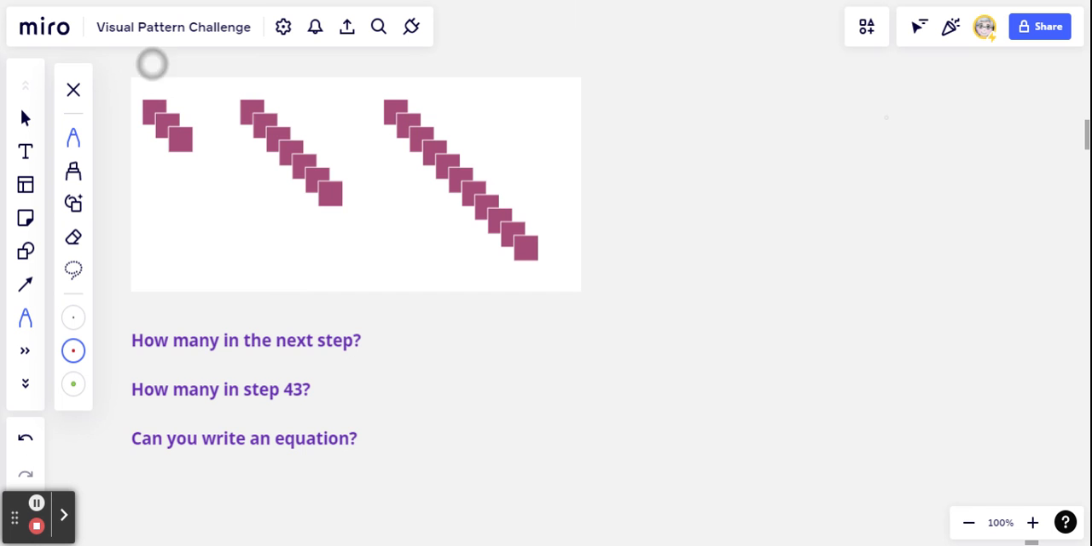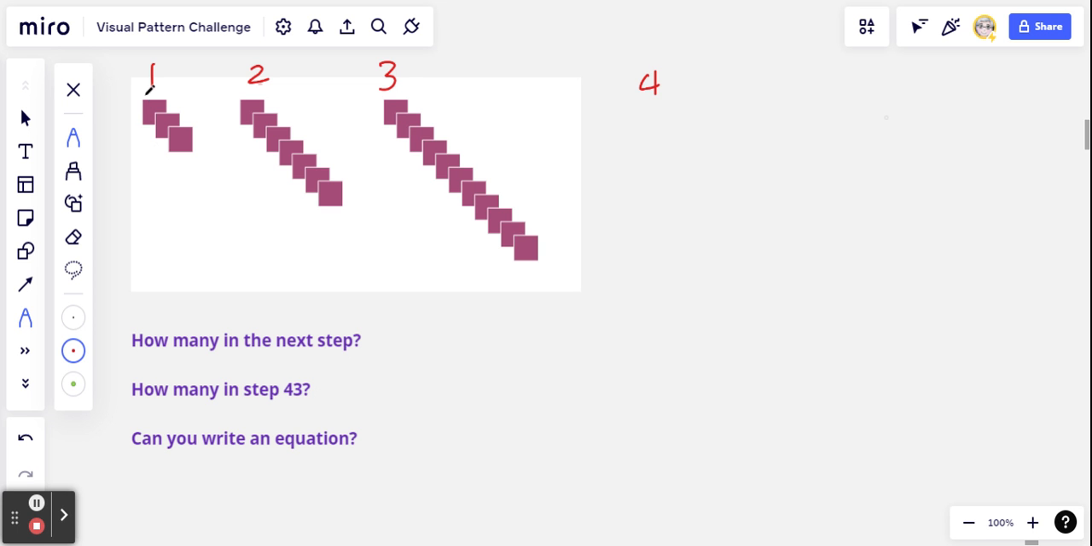Here's our pattern today. Here's step 1, step 2, step 3, and your challenge is to determine how many of these purple squares are in step 4. If you can do that, can you tell how many are in step 43? And can you write an equation that could be used to predict the number in any step at all? That's the challenge. If you'd like to accept it, pause the video and see what you can do.